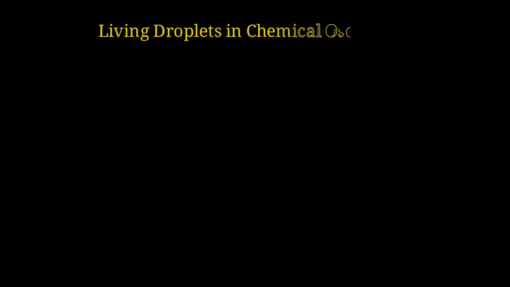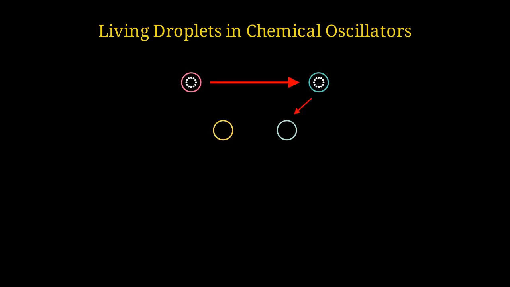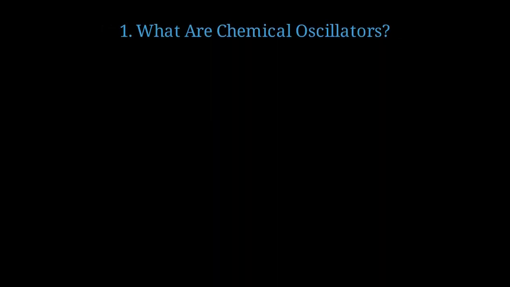Welcome to the fascinating world of living droplets and chemical oscillators, where chemistry meets the emergence of lifelike behavior. These droplets oscillate in color, pulsate rhythmically, and communicate with neighbors through chemical waves, displaying behaviors remarkably similar to living cells. Let's start by understanding what chemical oscillators are and why they're so remarkable.